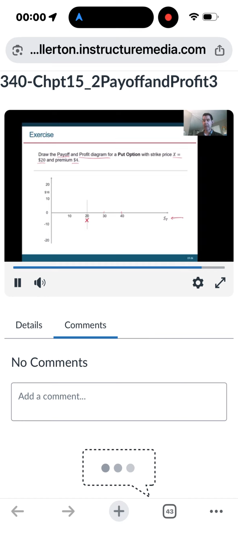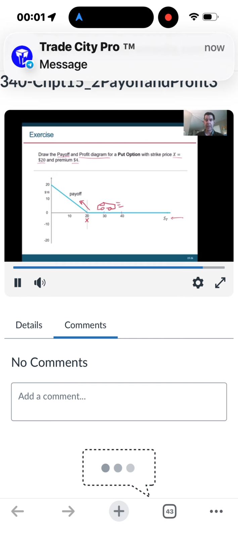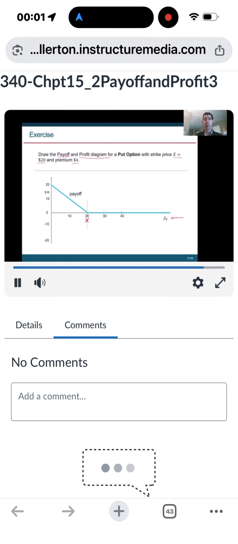I'm going to reveal the answer here. Let's first look at the payoff diagram. The payoff looks like that. Again, I always think of that, you know, I'm driving along, right, and I hit the strike, and now I begin to get value. Or put, I'm going right to left, so it looks like that ramp, right? And the ramp starts going up at the strike price. And that's my payoff.